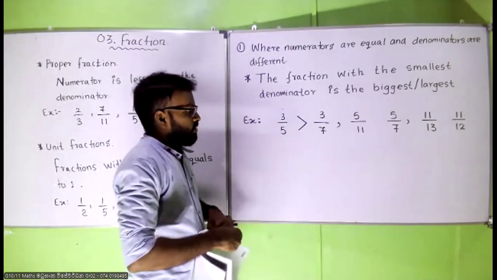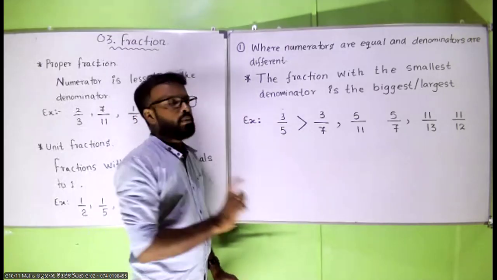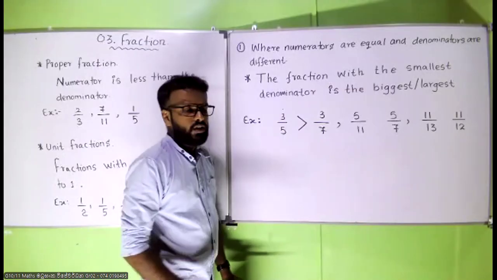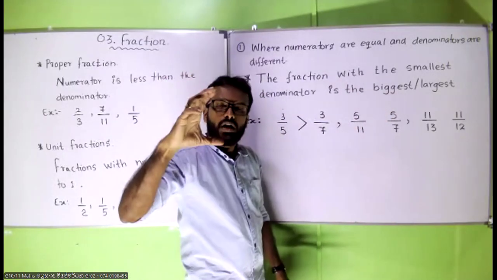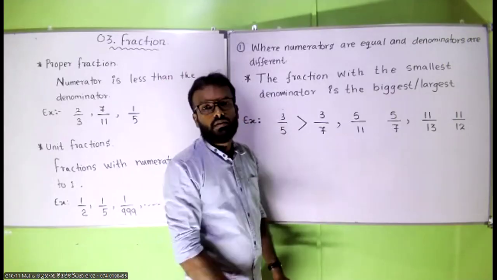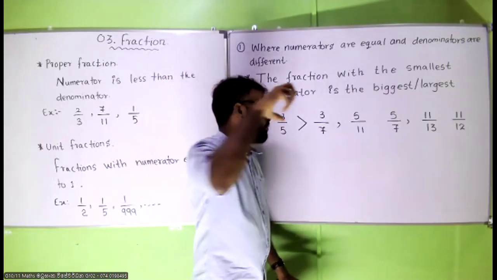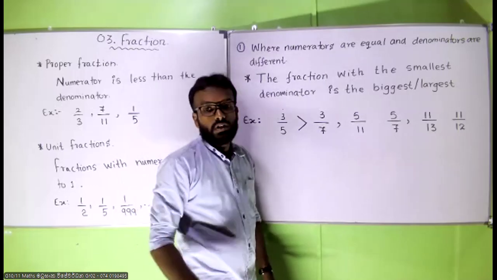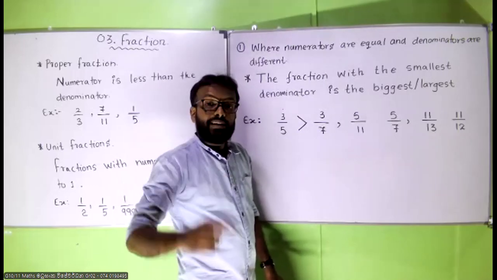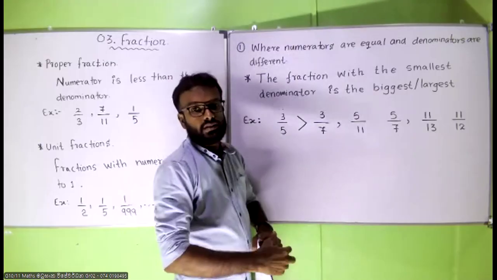So you need to remember only this thing. When you have equal numerators, you only need to care about the denominator. And from those denominators, you need to choose the smallest denominator. That fraction is the biggest.